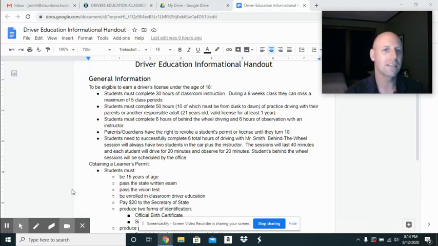To get your license at age 16 or any time before the age of 18, you have to complete 30 hours of classroom instruction. During our 9 week driver's ed class, we get 30 hours of classroom instruction, just barely though. So you can't miss class. During a 9 weeks class, you can miss a maximum of 5 class periods. That's when we had full class periods. During this time here, our classes are shortened. Our classes are only 40 minutes.